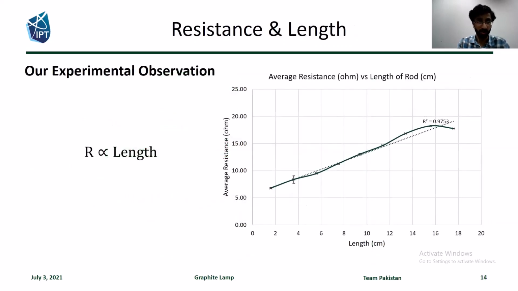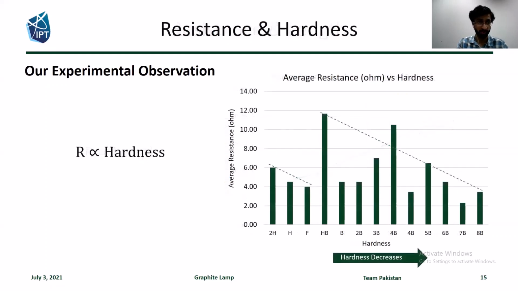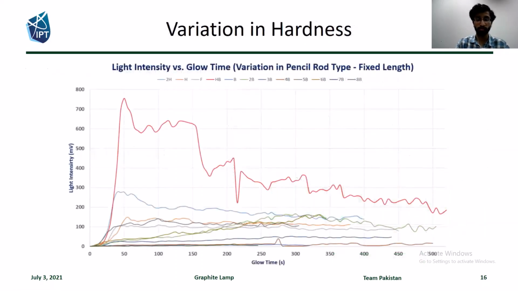Our experimental observation was that the resistance was directly proportional to the length of our pencil rods, and resistance was directly proportional to the hardness of the pencil rod. Please don't get confused by the graphs, since it has a decreasing gradient, but the hardness is decreasing from left to right. Now, towards our results for the experiment, in terms of variation in hardness, we were able to observe a very high intensity for the pencil type HB, and the first maxima coincides with the point where we reach the maximum current from our DC power supply.